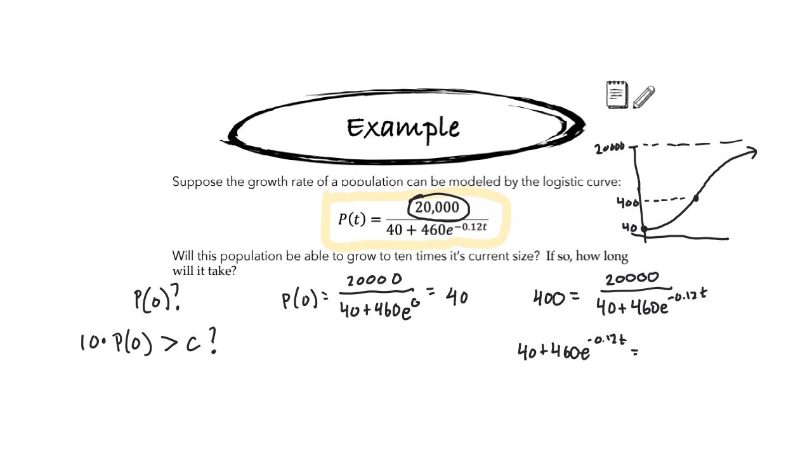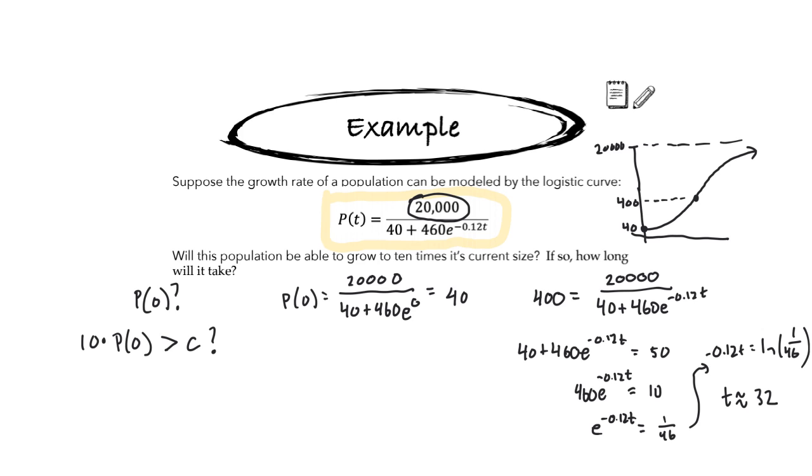On the right-hand side here, I'll have 20,000 divided by 400, which would be 50. I would subtract 40 from both sides, and I get 460 e to the negative 0.12 t is equal to 10. I would divide both sides by 460 and get 1/46. Then I'd just do a little log work that we grew so accustomed to doing. Negative 0.12 t is going to equal the natural log of 1/46. Then I'll solve for t. The natural log of 1/46 divided by negative 12/100 is about 32. So this will take about 32 years to grow to 10 times its size.